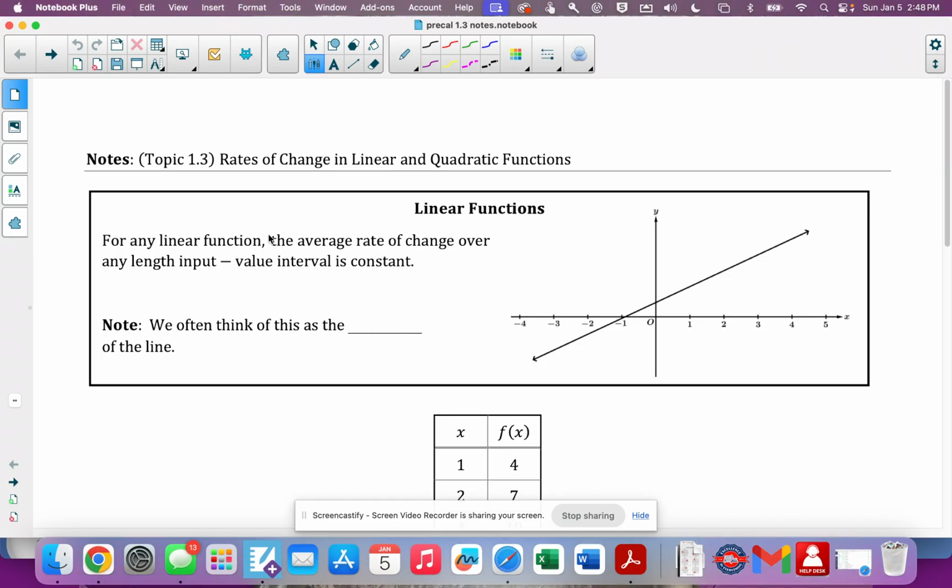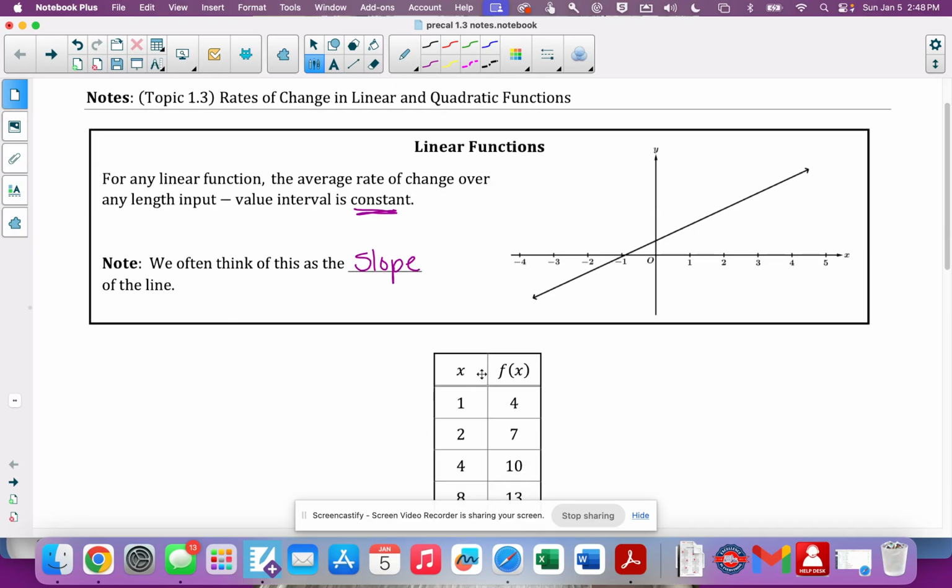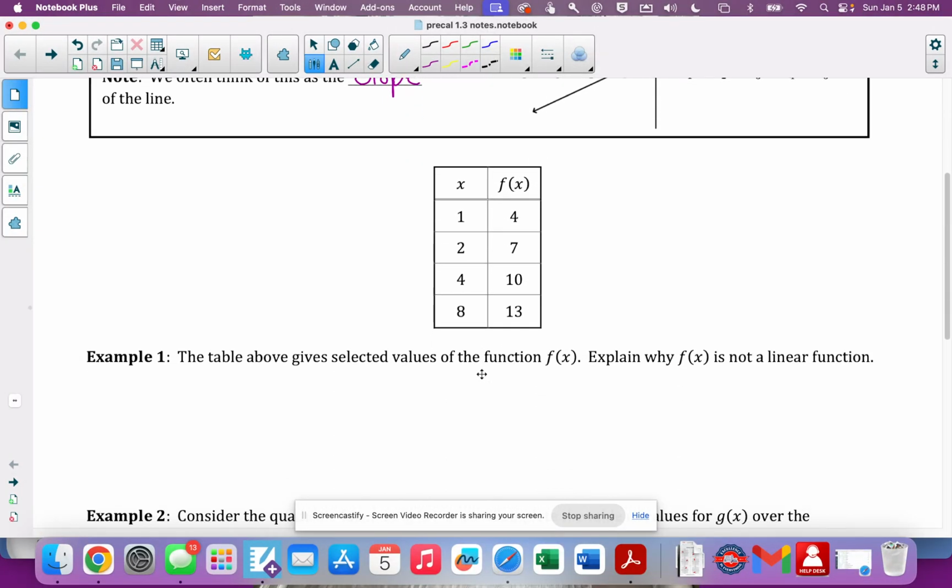Okay, so for linear functions, real easy. The biggest thing about rate of change in a linear function is that it is constant, and that is the only reason that we are allowed to refer to it as slope instead of just average rate of change, because it's the only one that's actually the same every time. Okay, so let's take a look at the table.